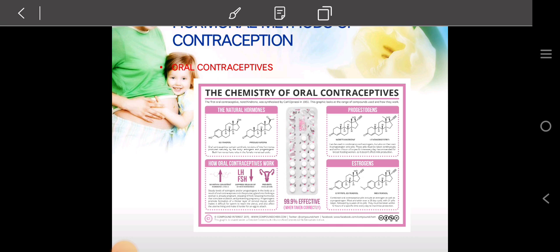They include oral contraceptives, also known as birth control pills. They are taken daily to prevent pregnancy. They are available as combination pills containing estrogen and progestin, or progestin-only pills.